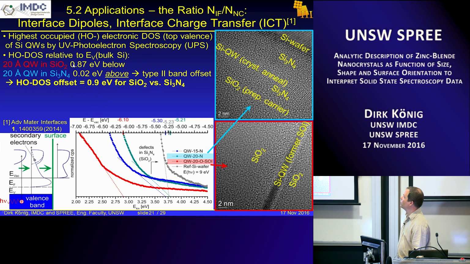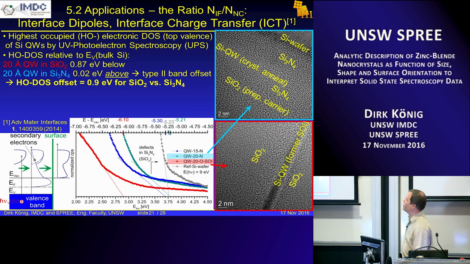For the silicon quantum well in silicon dioxide, we are 0.87 electron volts below the valence band edge of bulk silicon. This is not surprising. We'd think it's quantum confinement, etc. It's fairly large, but it looks plausible. If we look at the quantum well embedded in silicon nitride, we actually get a highest occupied density of states edge of 0.02 electron volt above the valence band edge of bulk silicon. It actually gives you a slight type 2 band offset.